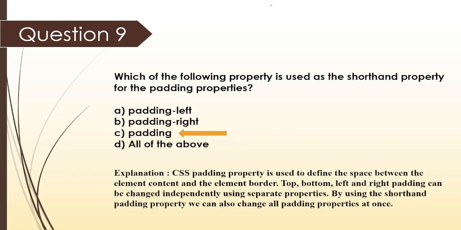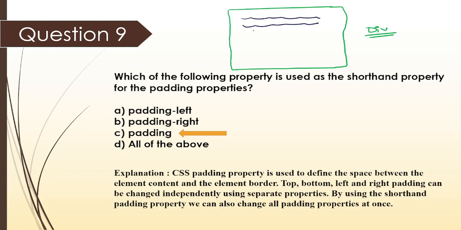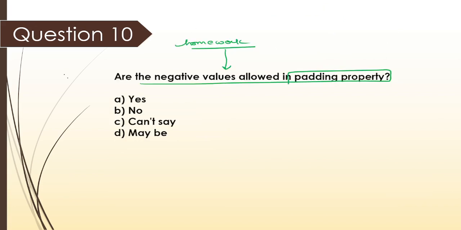Let's take an example here. Let's say this is my complete area. Okay, I have taken it as a div. Now if I am using any text or anything here like this, give me some time, like this. Okay, so that means here I have used the padding, top padding, right padding, left padding and bottom padding. All these are different. Okay, so are negative values allowed here? Yes, no, can't say, maybe. So what will be the correct answer?